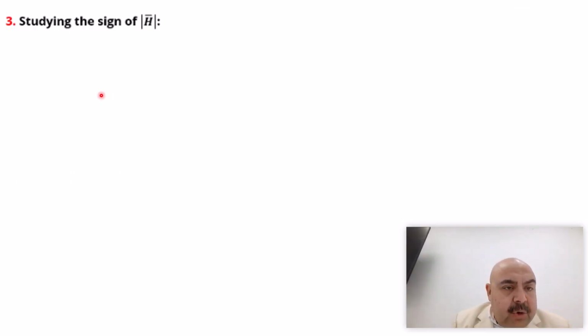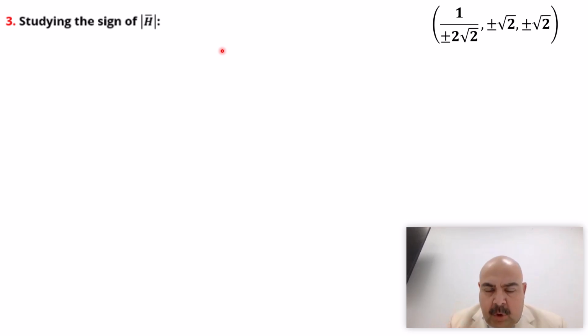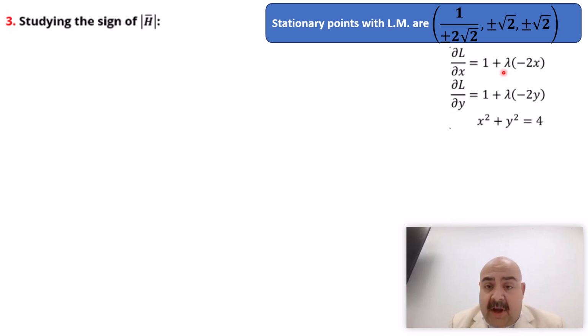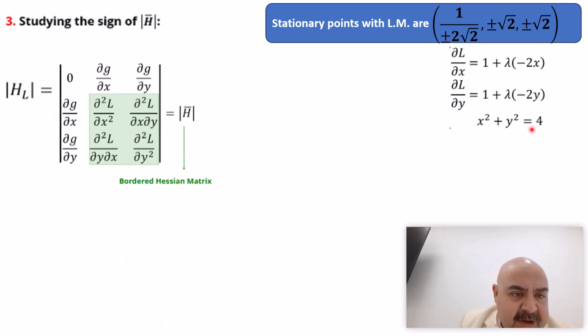Now, getting to the sign of the border Hessian matrix, which is very, very simple. All I have to do once more, that's the initial values or the stationary point that we already had from the previous slide. I have the first order derivatives, partial of the Lagrangian with respect to h, which was 1 plus lambda negative 2x, 1 minus 2 lambda y, as you can see, and here is the constraint. Now I will go to the Hessian matrix.